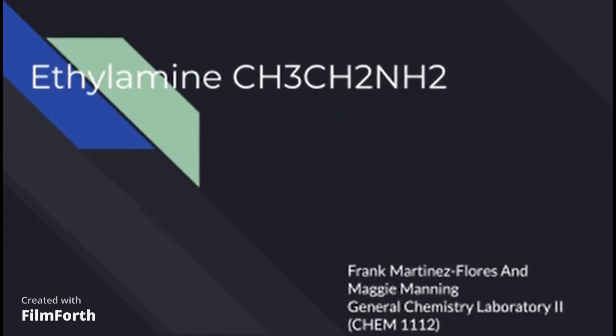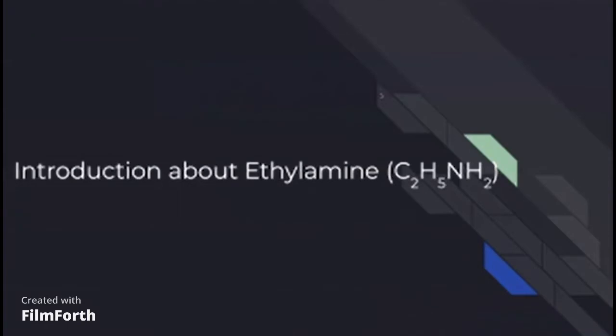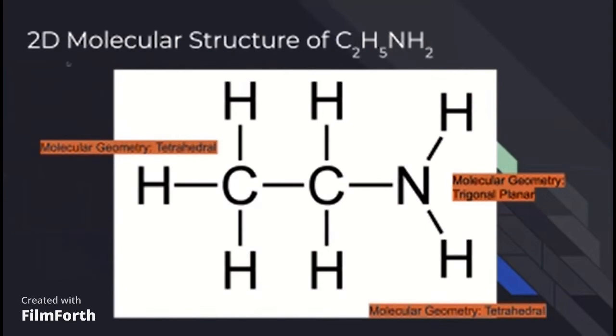Our molecule was ethylamine, which has the chemical formula CH3CH2NH2. An introduction about ethylamine: its chemical formula can also be simplified and written as C2H5NH2. So let's begin with the 2D molecular structure of ethylamine, which is also known as the Lewis structure.